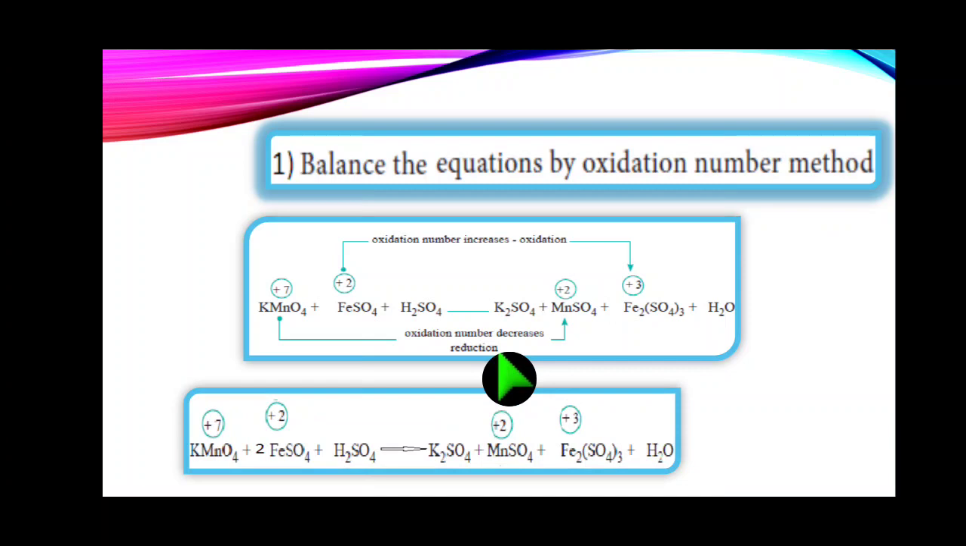Second step. Whatever element we found the oxidation state for, that element first has to be balanced. Here manganese is only 1, so the right side also only 1. Then iron, left side only 1 but right side 2. That's why on the left side you make 2 iron, 2 FeSO4.